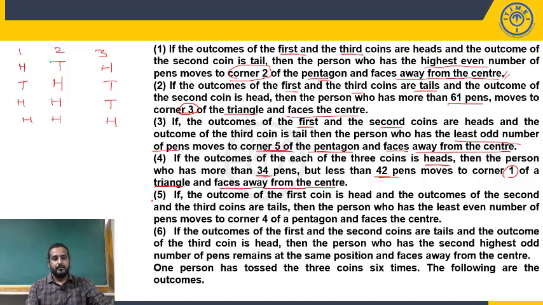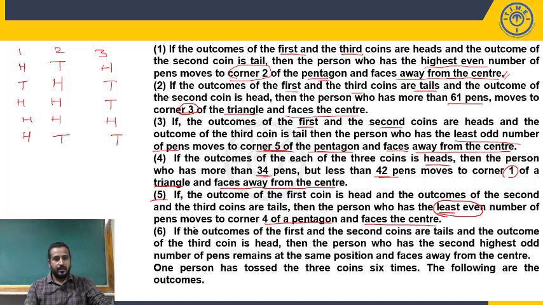Okay. Fifth one, if the outcome of the first coin is head and the outcomes of second and third coins are tails, then the person who has the least even number, definitely they won't give contradicting information. Keep this in your mind. Earlier it is given highest even number, now it is given least even number, moves to corner 4 of a pentagon and faces the center.